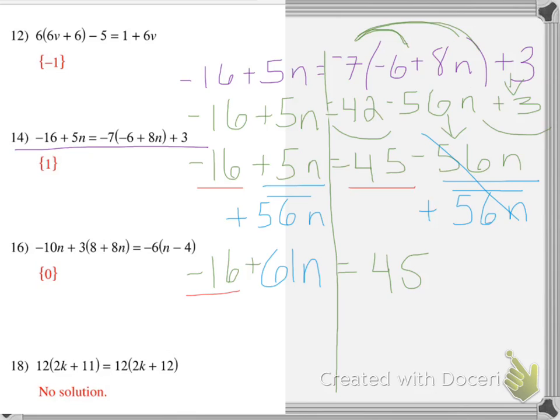So here's these two. These were the reds, right? I was going to move the reds to the right. I'm going to add 16. That'll cancel that out. And it'll give me my red. 45 and 16. That's 61. A little math in your head, right? And then on the other side, I have a blue 61n.